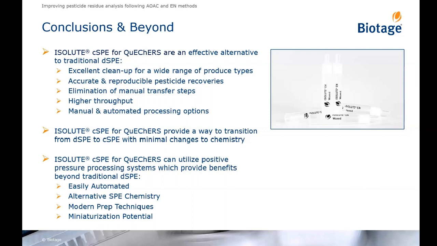And then it also allows them to use platforms like the Biotage Extrahera or the Biotage Pressure Plus, which are positive pressure platforms. These provide even more benefits beyond the dSPE, which is the fact that they can be easily automated. They're open to alternative SPE chemistries if you want. They have modern prep techniques such as SLE, dual mode extraction, protein precipitation, and there is great potential for miniaturization even further into the future as scaling down is becoming more and more important for labs these days.